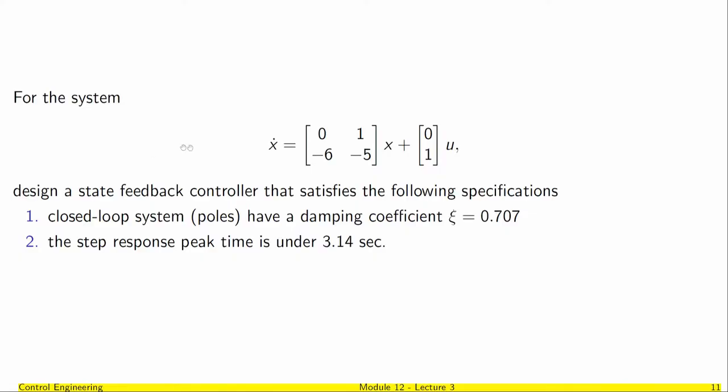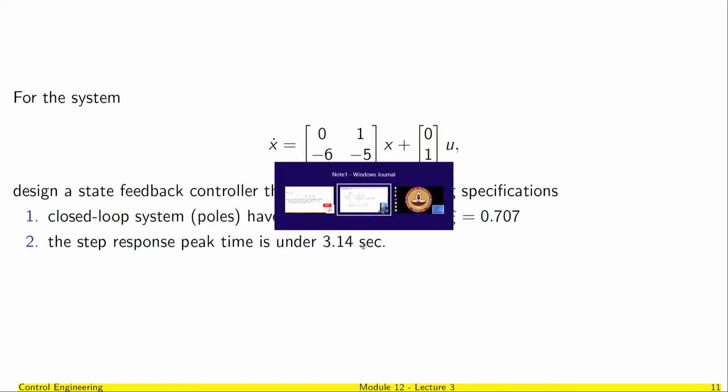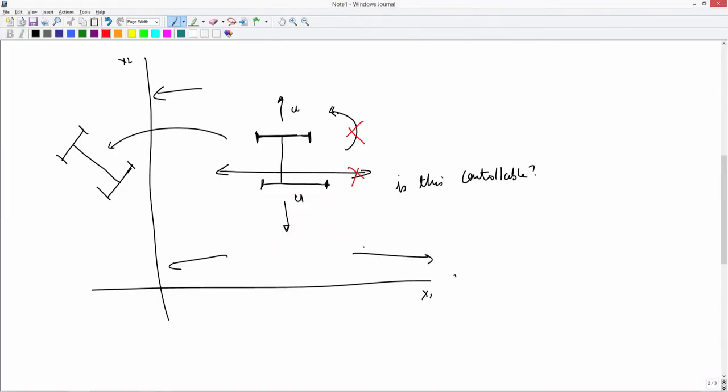Okay. So, let us come to a problem now. Let us say that for a given system which is of this form, x dot is [0, 1; minus 6, minus 5], can we design a controller u, which I call a state feedback controller, which has the following specifications: that the damping coefficient is 0.707 and the peak response time is under 3.14 seconds. Okay. So, there are a couple of methods which we could use in this. So, let us just try to write down what the problem statement is for us.